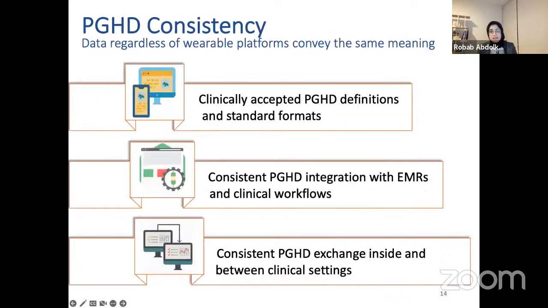The other one is consistency. Still, most PGHD, whether in consumer or medical wearables, don't have clinically accepted definitions or standardized format. Each wearable has its own way of data presentation. So can we really make sure that the clinicians who get different PGHD from different types of wearable platforms will understand all the reports? Or should clinicians limit patients to use only one specific brand of wearables that they are familiar with? What we need to do might be impossible for clinicians.